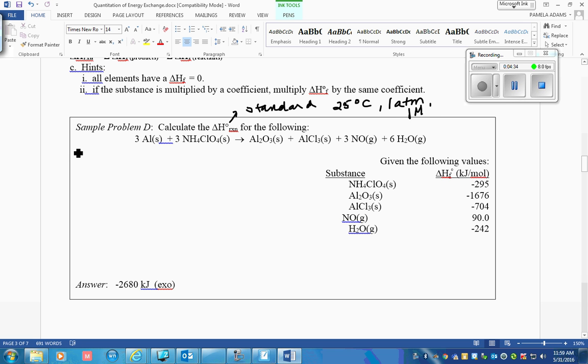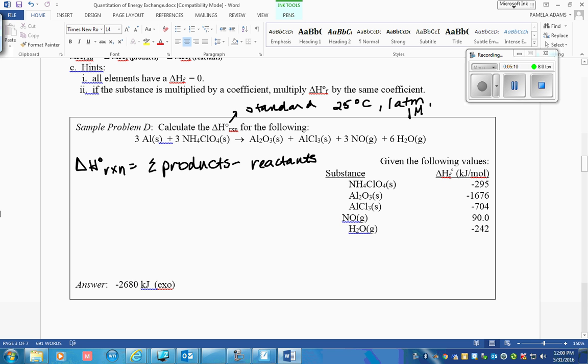Okay, the big thing that you need to recall is delta H is equal to the sum of the individual enthalpies of the products minus the reactants. And we remember that all of these are per mole. So if you have a coefficient, you take the per mole value and multiply it by the coefficient. This means there are 3 moles of NO.